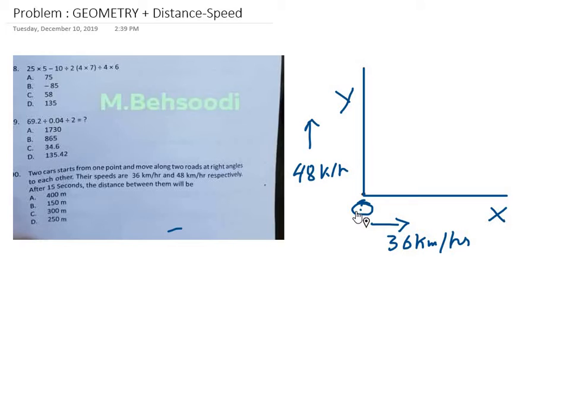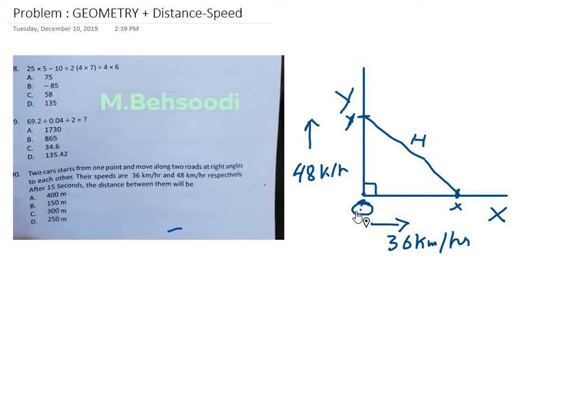That's an interesting problem. Let's say after 15 seconds, this car reached up to some point here. Let's say this point is y, and another one reached here. Let's say this point is x. So we have to find the distance between them. First of all, this is a 90-degree angle, right? Both are moving at 90 degrees to each other. So this angle is 90 degrees, which means we have to find the length of the hypotenuse.